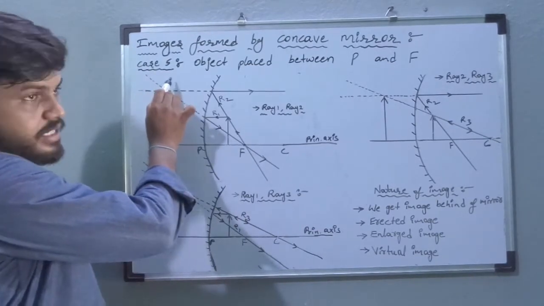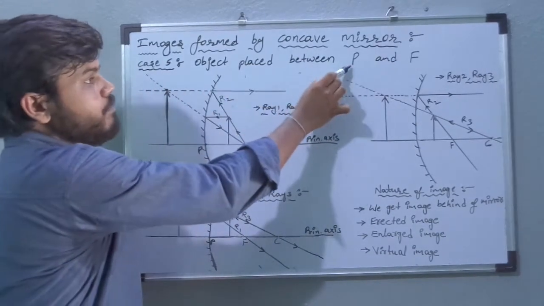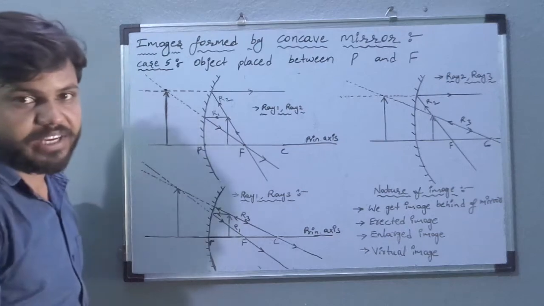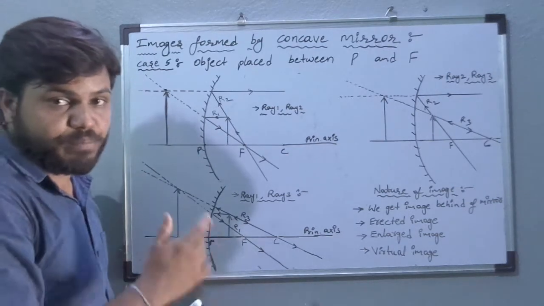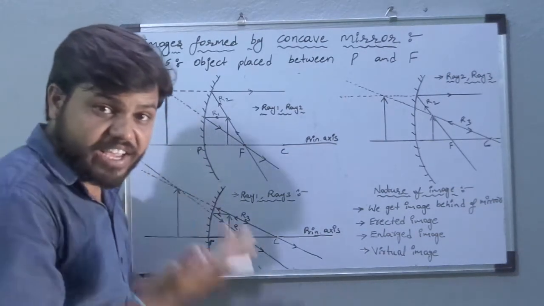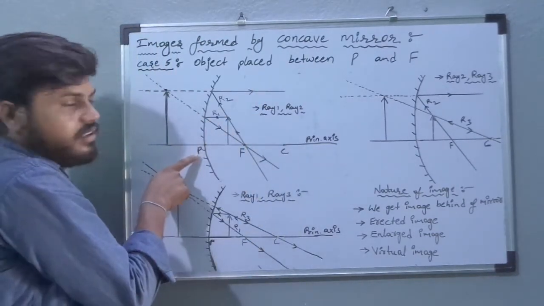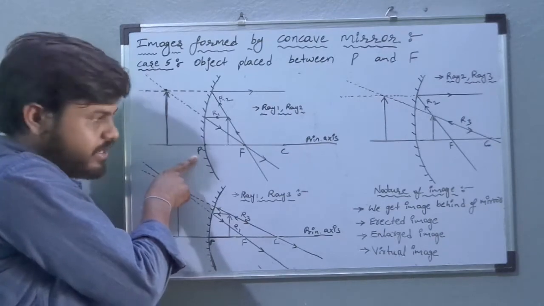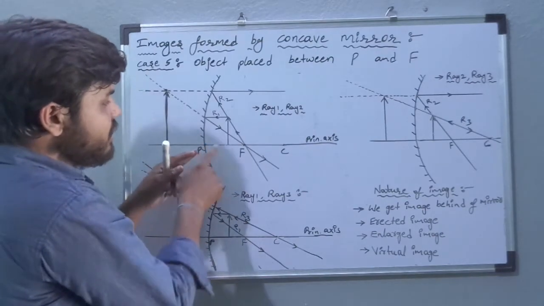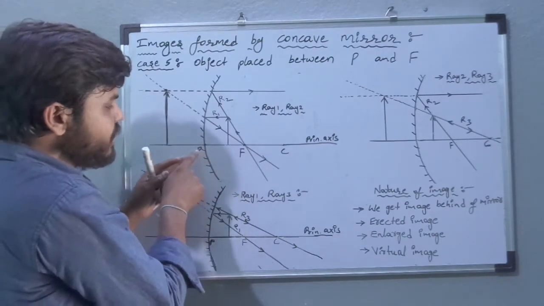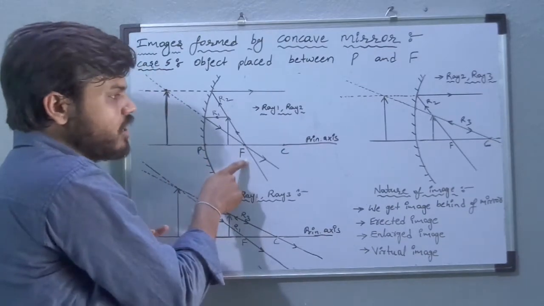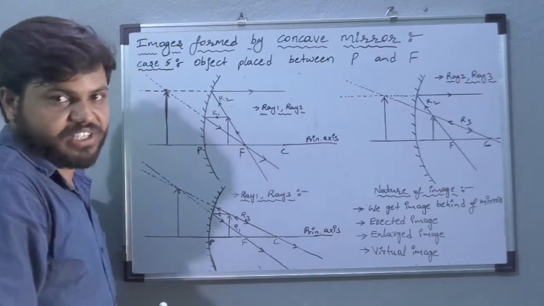Case 5. Object placed between pole and focal point. If we place the object between pole and focal point, where do we get the image and how will it be? The pole lies on the mirror, so we can say it in another way also: when the object is placed between the mirror and the focal point, where do we get the image?